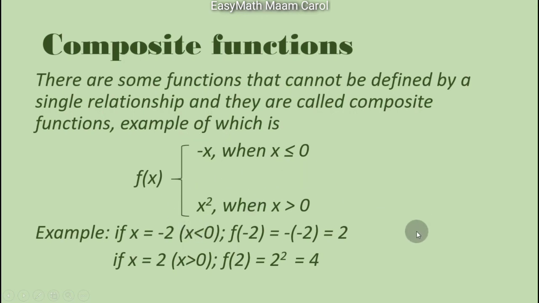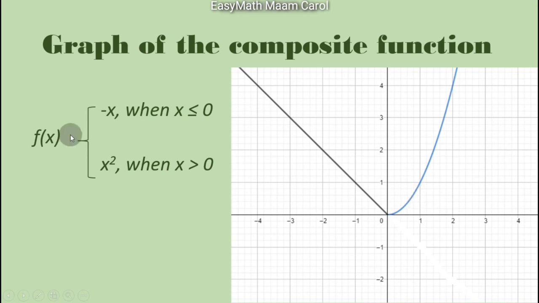Now, paano ginagraph yung ganitong klaseng function? Dalawa kasi yung expression niya. So, ito yung magiging graph niya. So, we have the graph of the composite function. Ito yung kanina. Okay? So, kapag daw negative at hanggang 0, ang expression niya ay negative x. So, take note, this is just a linear equation. Kaya ito yung kanyang graph. Straight line lang siya hanggang makarating doon sa 0. Take note, yung 0 na yon kasama doon sa line na to.